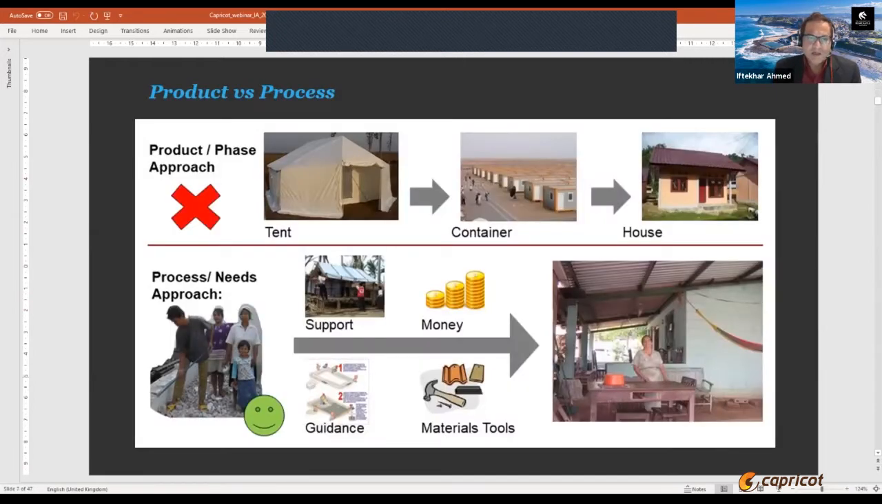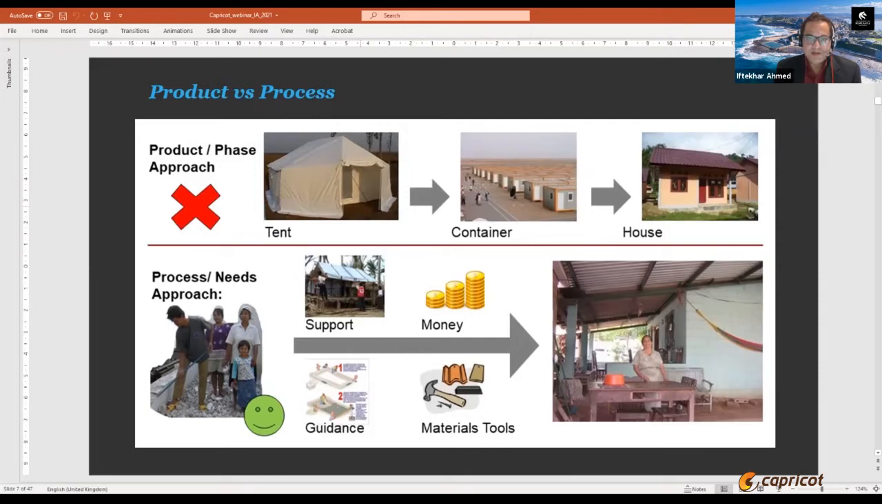So I just want to touch a little bit on this notion of product versus process. In the product approach, you might have tents, and this is at the emergency stage, and then you might have containers as a transitional form of housing, and then finally the house. This is the product approach. Now, just to give an idea, a tent in a global south country like India can be very expensive. And they often don't produce it locally. They may have to have it shipped in from abroad. So there's this embodied cost of energy as well.